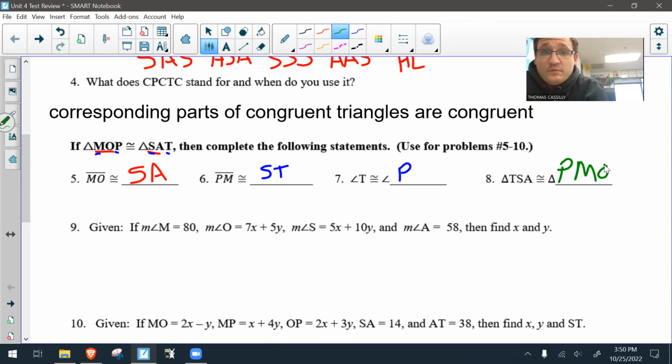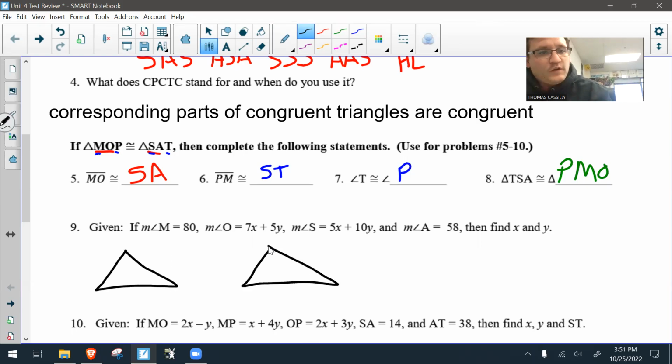So now on number 9. Angle M is 80, O is 7x plus 5y, and S equals 5x plus 10y. Angle A is 58. We need to solve. All right, so we had one of these. It was like a warm-up. So what I'm going to do is draw these two triangles out. So you have triangle MOP, and what's the other one, SAT.